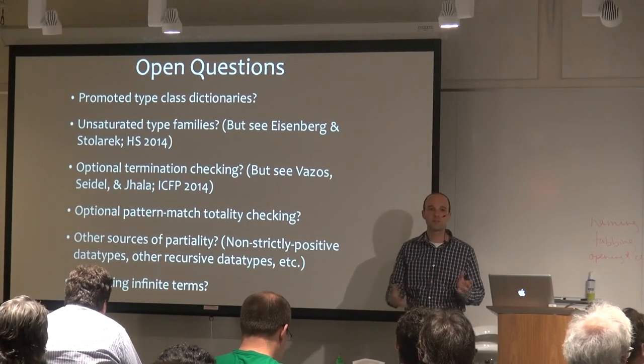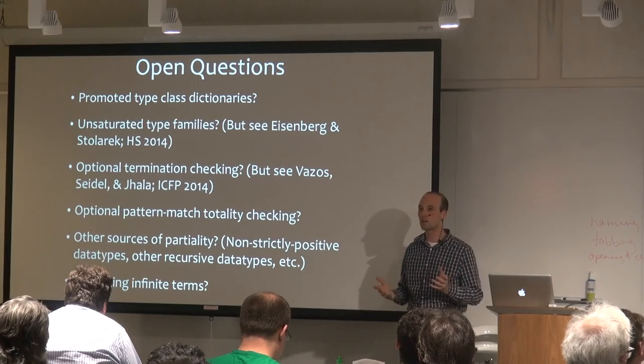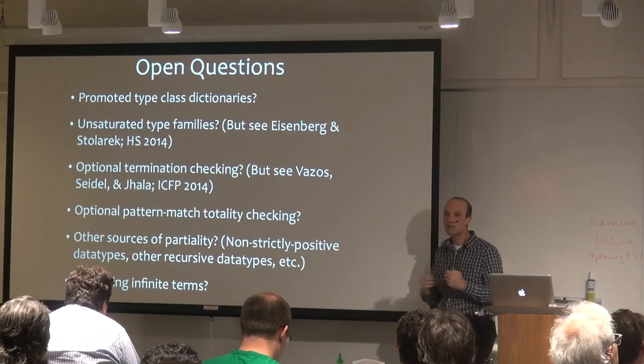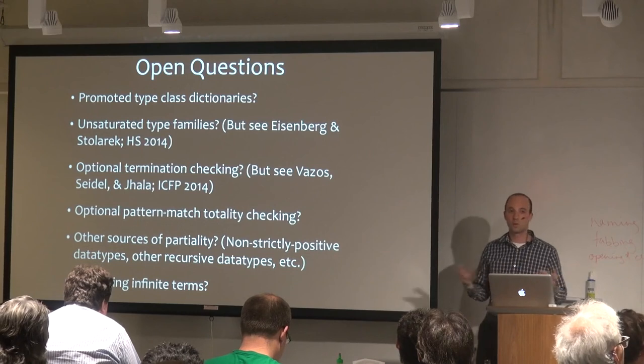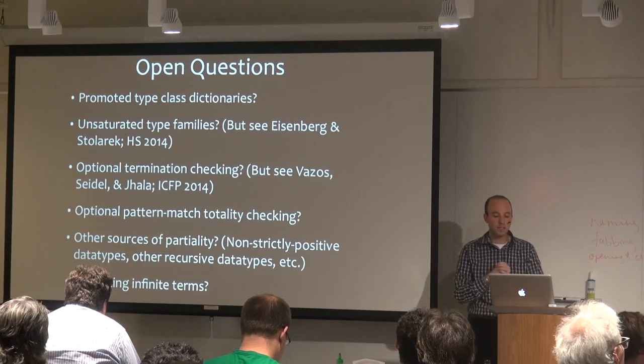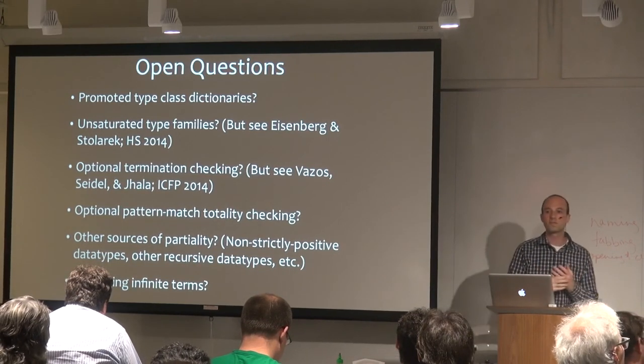What do we do about, if we want to promote something that has a constraint? Do we promote dictionaries? I think we can. Right now, type families have to be saturated. What are we going to do with that? Termination really talks a little bit about the other sources of type checking.